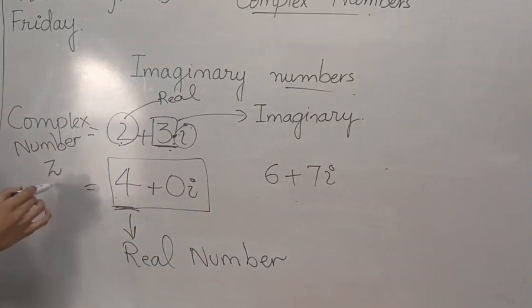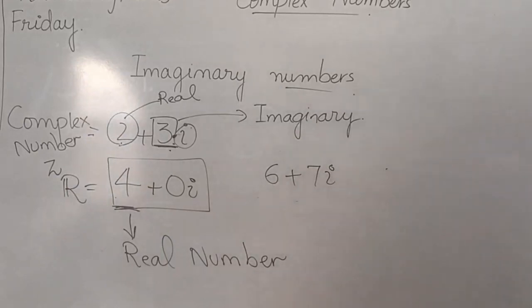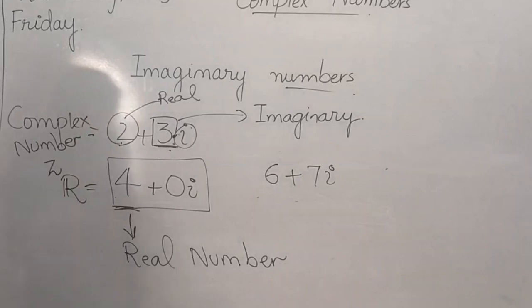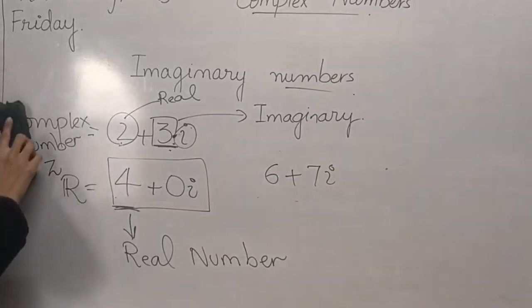But this says real number, and keep it in your mind that all real numbers are complex numbers. All real numbers are also complex numbers. Clear? Next, the set of complex numbers is denoted by Abdurrahman, C, capital C. Good.